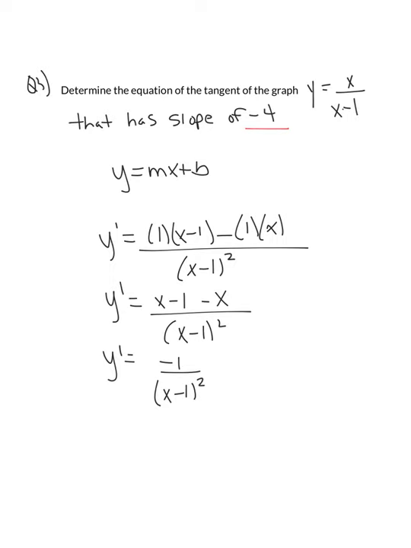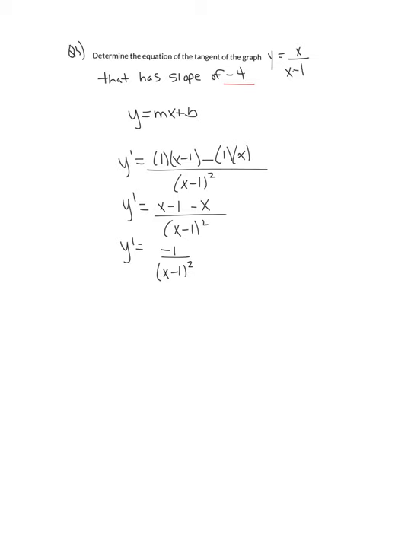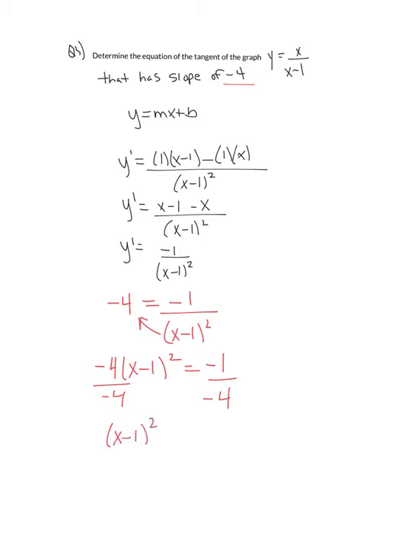Now, we know from the question that that slope has to be -4. So I can go ahead and plug that in here. -4 is equal to -1 over x minus 1 squared. I'll multiply this on this side. I will divide both sides by -4. X minus 1 squared equals 1/4.